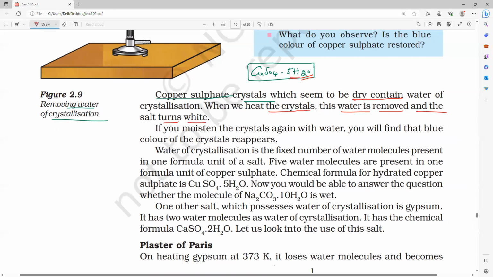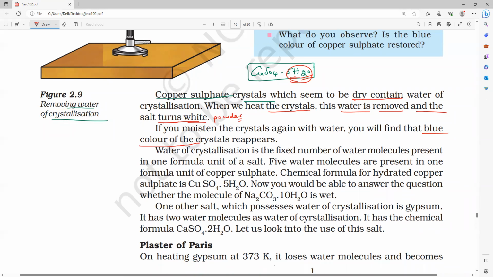Because of this water of crystallization only, what is the color? It appears to be blue and it has a crystal structure. As soon as you remove this water of crystallization, what will happen? It will turn into a white powder. Am I right or wrong? Do you all understand what I'm saying, everybody? So what is the significance of water of crystallization? From this you will understand. It will make the salts into crystals. Do you all understand, everybody?